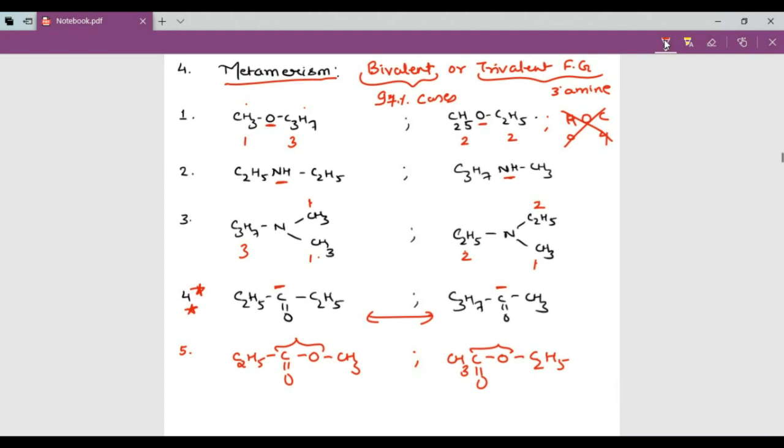Okay, 2-pentanone and 3-pentanone, but they are also, by the derived nomenclature, referred to as metamers. This is called diethyl ketone, and this is propyl methyl ketone. Sorry, alphabetical, so methyl propyl ketone. So that is why they are assigned this.